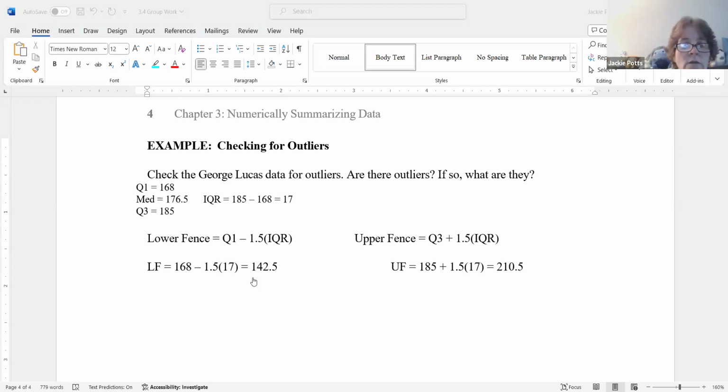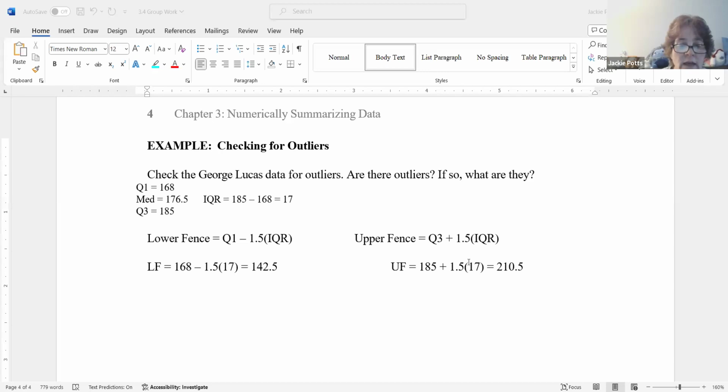So I see 1, 2, 3, 4. So these are numbers below the lower fence. I got 4 outliers down there. They're smaller than the 142.5. So let's look at stuff bigger than the upper fence, which is 210.5.